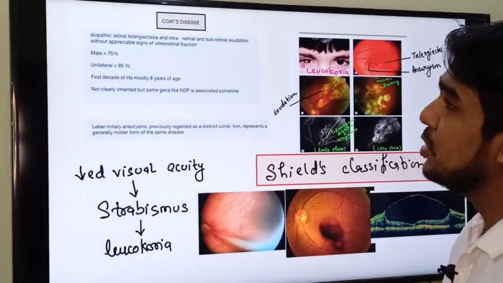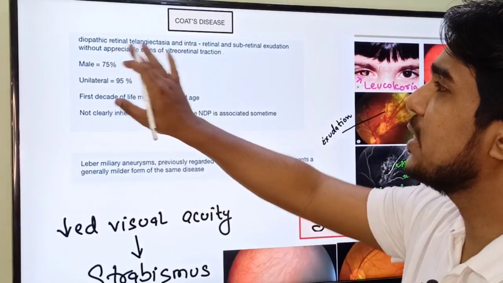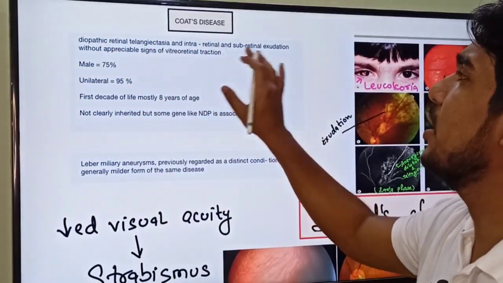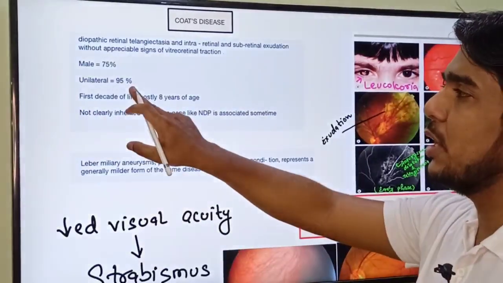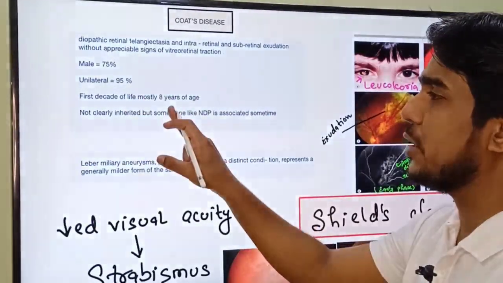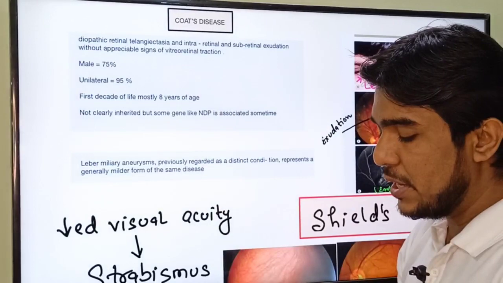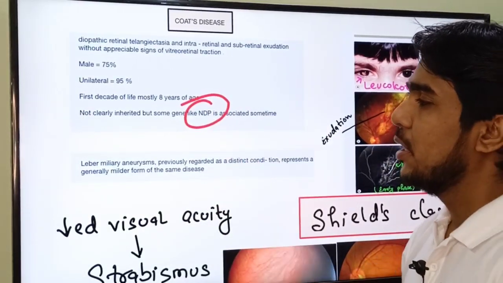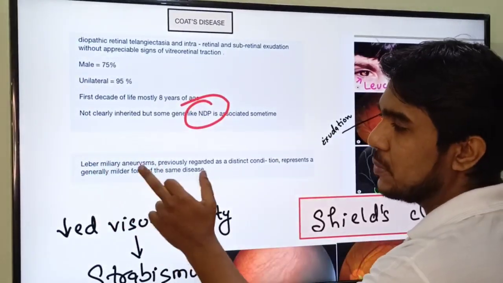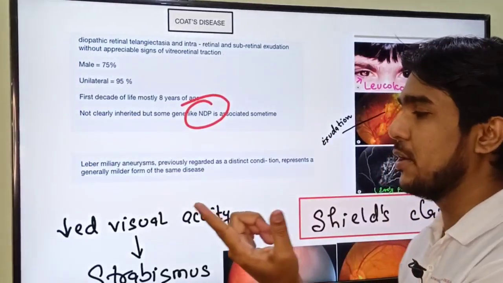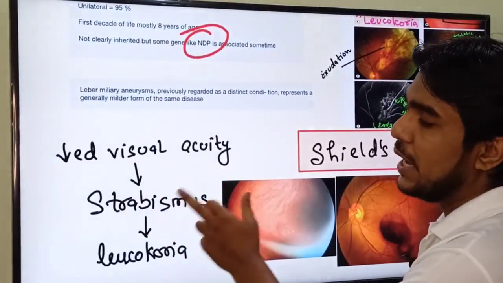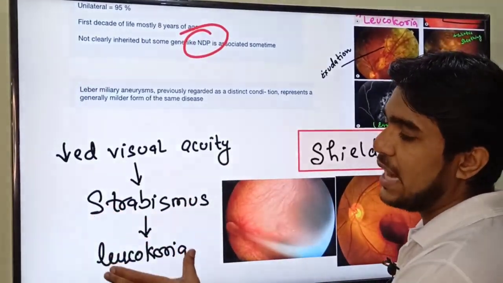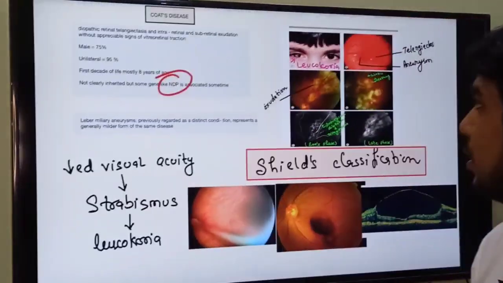Coming to Coats disease, it's an idiopathic telangiectasia with intraretinal and subretinal exudation. Male 75%, female, unilateral 95%, mostly 8 years of age boy, and it is NDP related. Leber miliary aneurysm is an early part of this. What are the signs? Decreased visual acuity, there will be strabismus, and then there will be leukocoria.